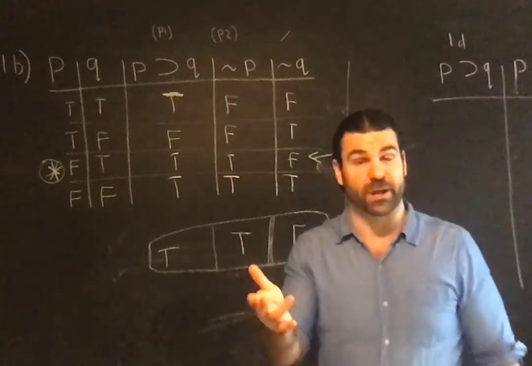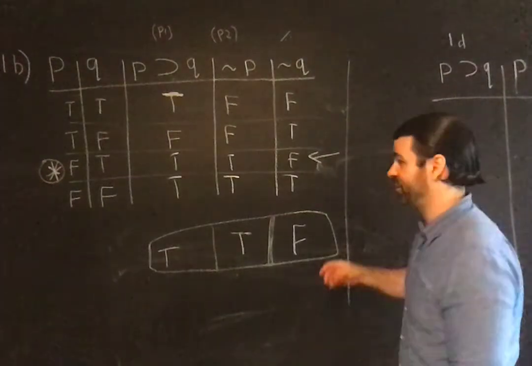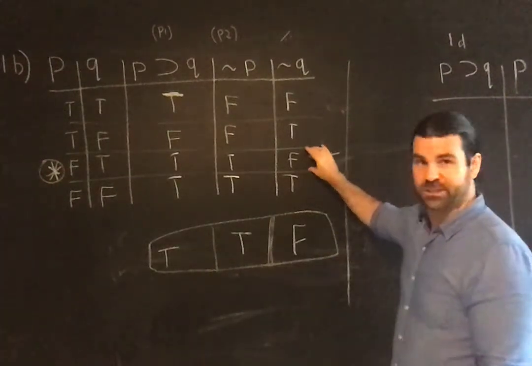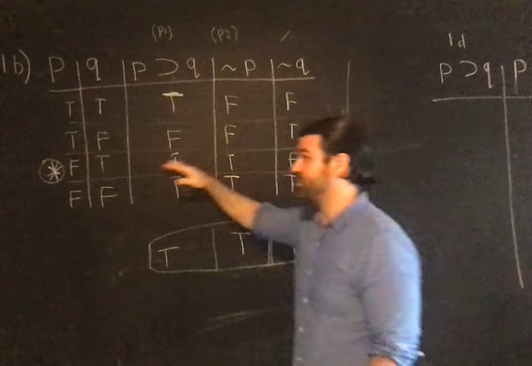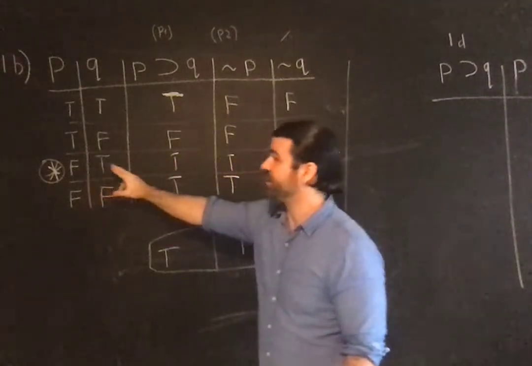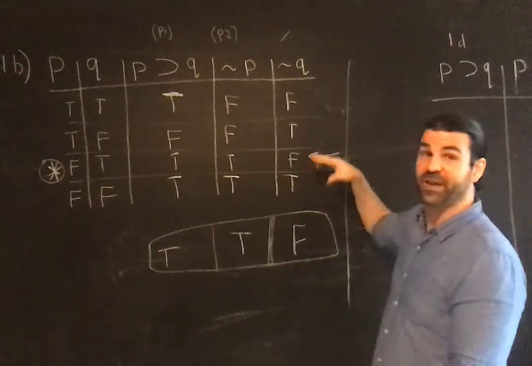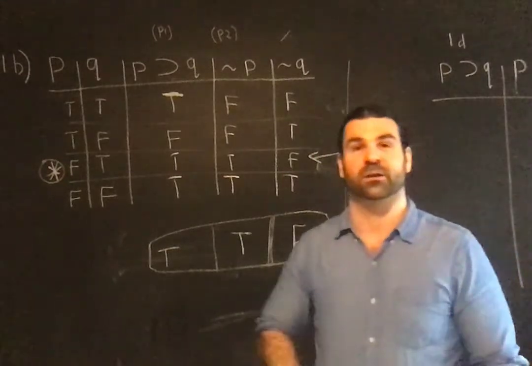And I was warning you away from the false understanding, which is to say something like, oh yes, it's invalid on this substitution instance. It's invalid where P is true and Q is false, but it's valid everywhere else. No, it's not.